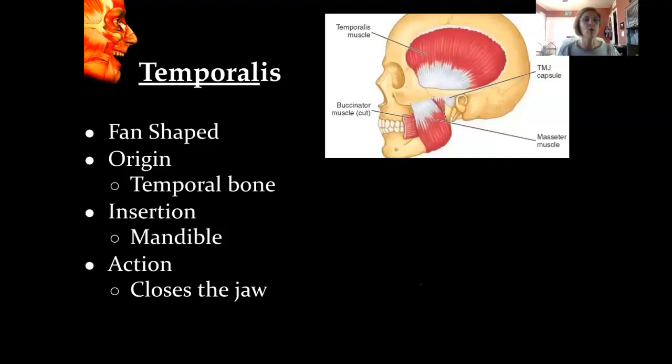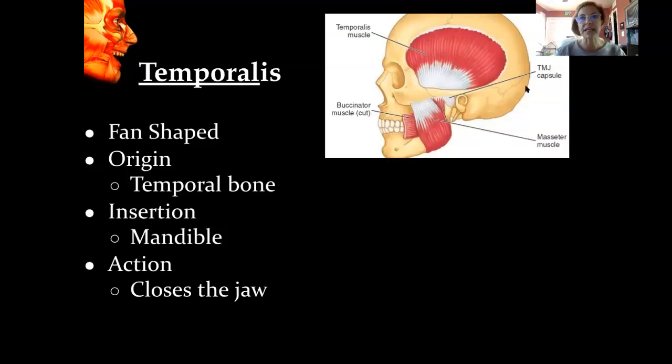Temporalis covers the temporal bone. I want you to put your fingers over your temple, what you think of as your temple. And then I want you to clench your jaw. You should be able to feel this muscle move when you clench it, when you tighten it, when you close your jaw, when you're chewing. You can feel it right here.